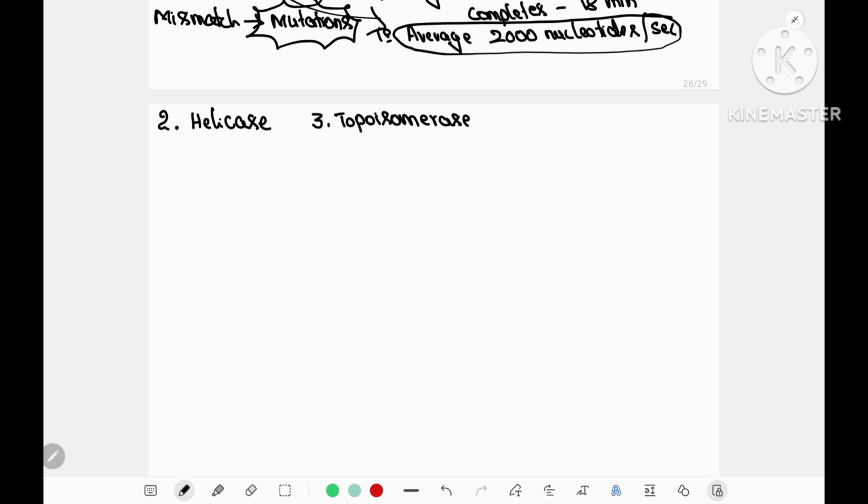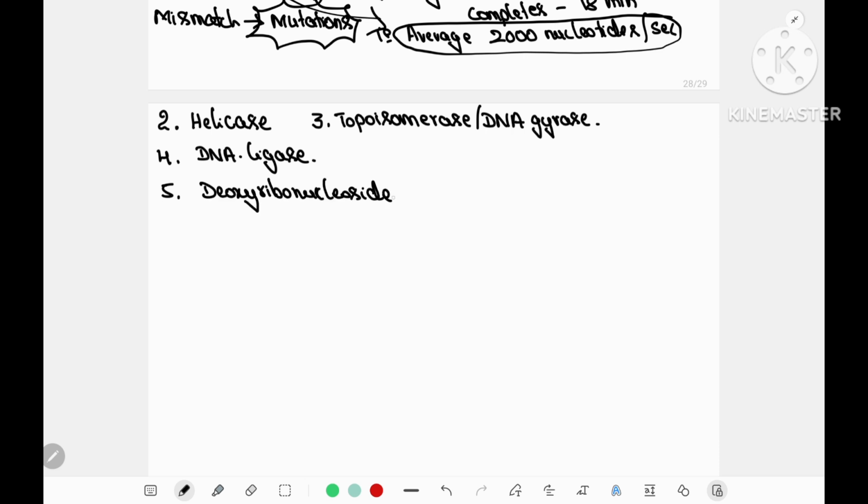The second enzyme involved is helicase, then followed by topoisomerase, a kind of DNA gyrase enzyme. Along with that, there is the involvement of DNA ligase enzyme. The role of these enzymes I will explain while explaining the process of DNA replication.